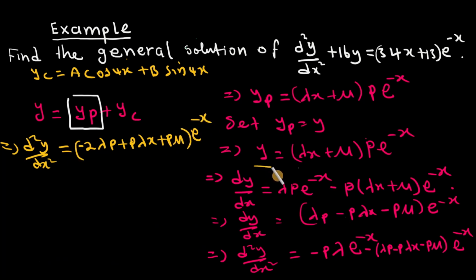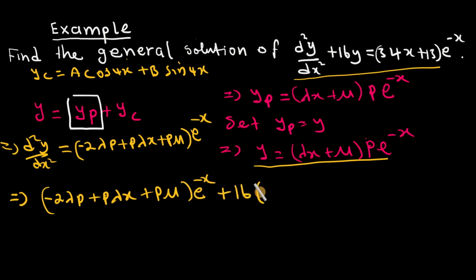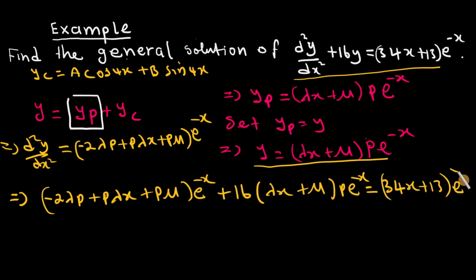Now I need to substitute y and then the second derivative, d squared y by dx squared, in the differential equation. That is minus 2 lambda p plus p lambda x plus p mu times e to the minus x plus 16 into y, which is lambda x plus mu times p e to the minus x, is equal to 34x plus 13 times e to the negative x.